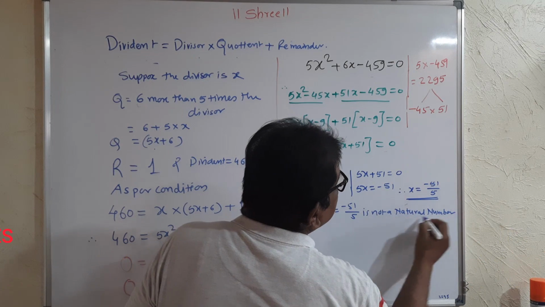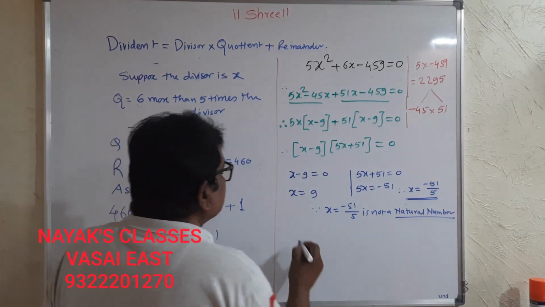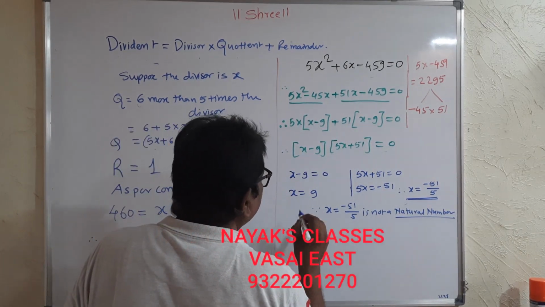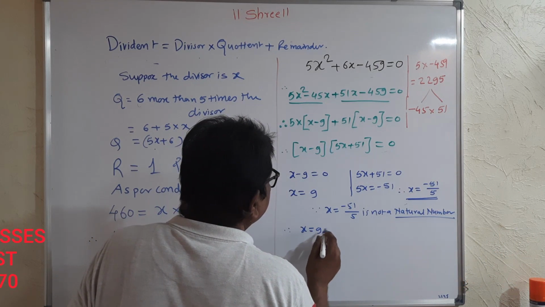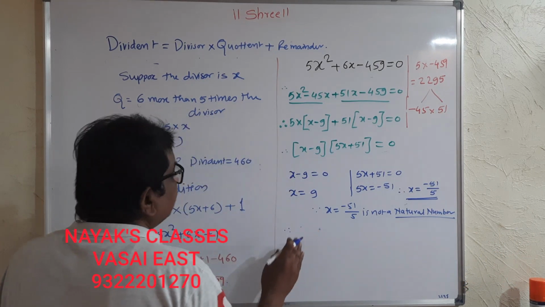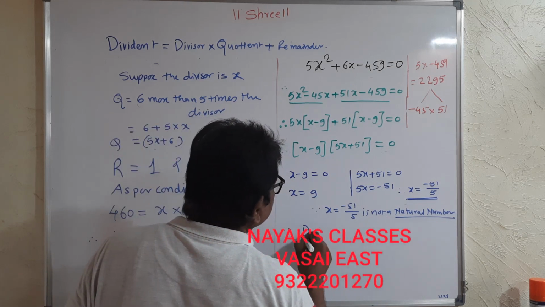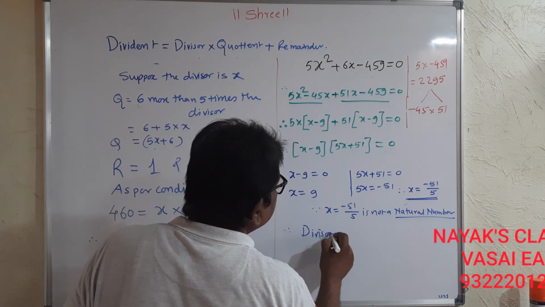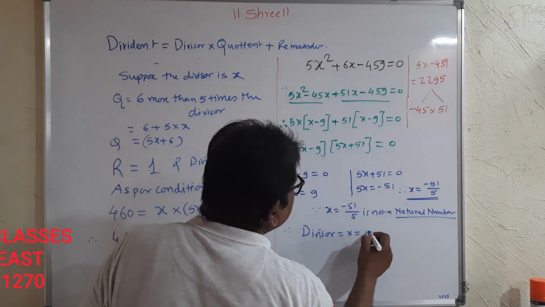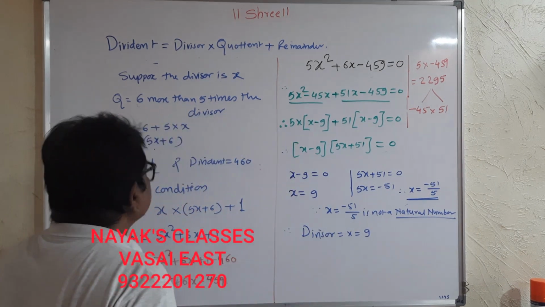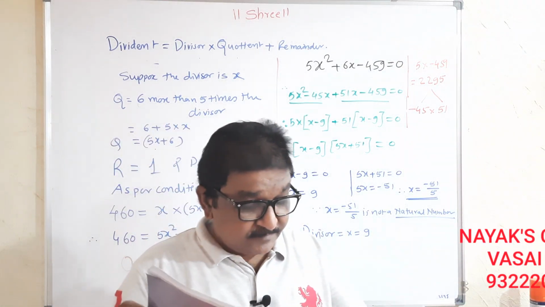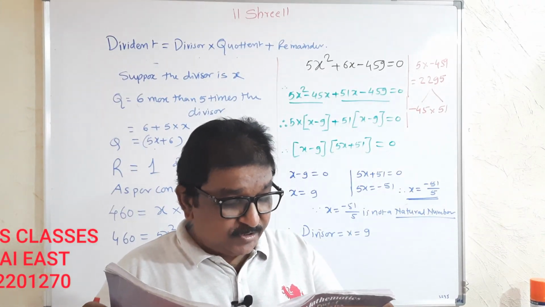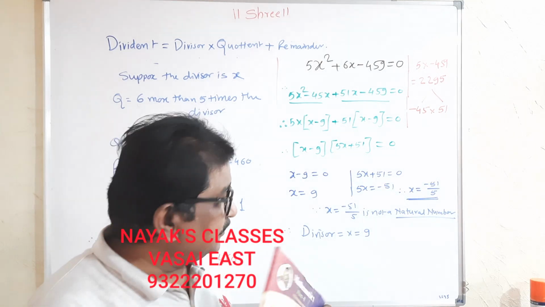Is not a natural number. Therefore, x is equal to 9 means the divisor is 9. Divisor is equal to x is equal to 9. What have they asked us? Find the quotient and the divisor.